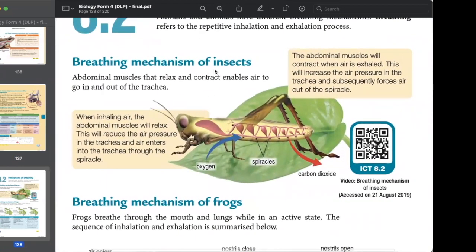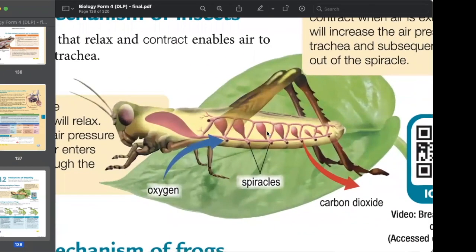Okay, breathing mechanism of insect. So pertama sekali awak kena ingat balik what is the structure inside this. Kita ada spiracle, yang lubang tu. Kita ada trachea. Cikgu besarkan sikit. Kita ada spiracle, kita ada air sac, kita ada trachea dan kita ada tracheole, yang kecil ni.